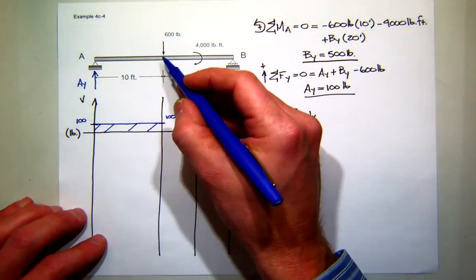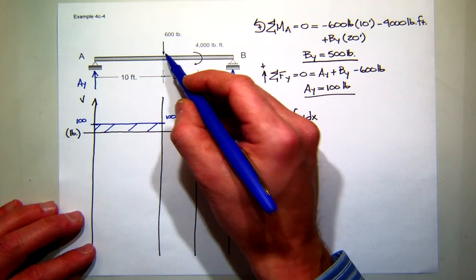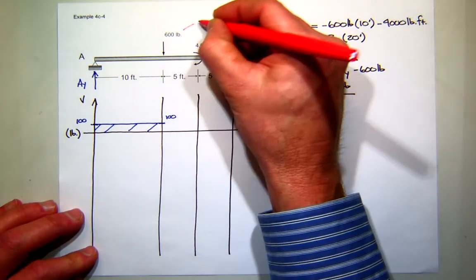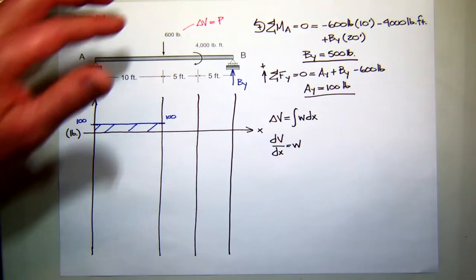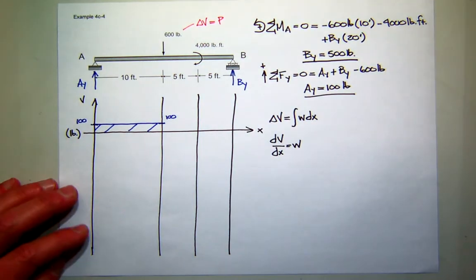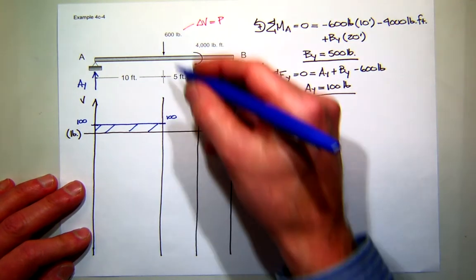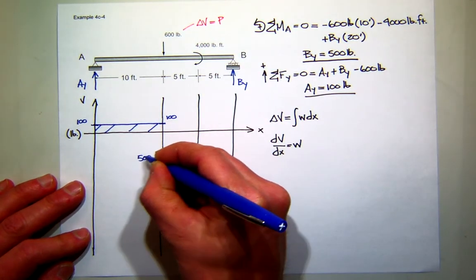Now what happens as I go from the left side of my 600-pound force to the right side? My shear changes how? Right, don't forget that the change in shear is equal to the load. And that load is positive or negative? Negative. So 100 minus 600 is minus 500.